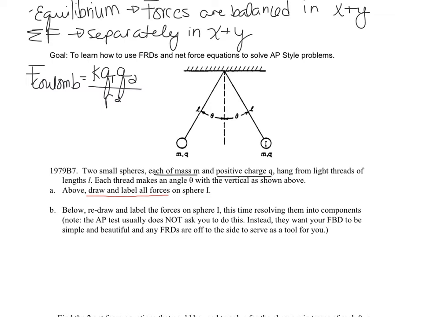So as always, with anything with mass on a planet, we have the force of gravity down. Because these are both positive charges, they're repelling, so this ball over here is pushing the ball on the right away from it. So my Coulomb force is here. And tension always acts in the direction of the string. So tension is in that direction. So all set with part A.